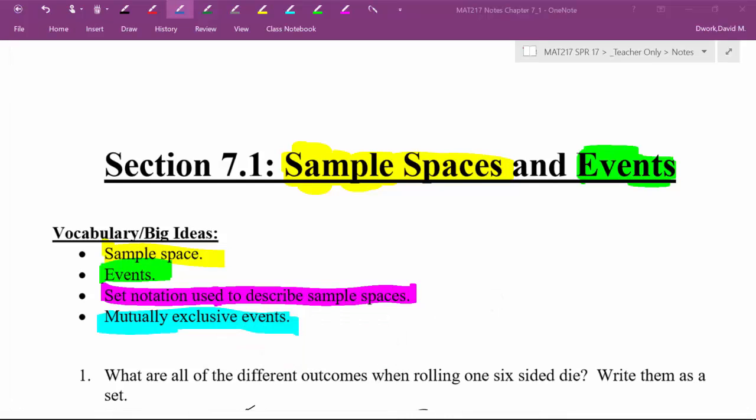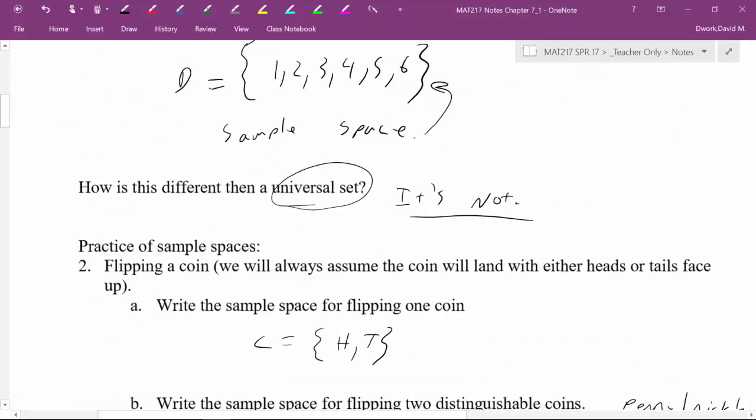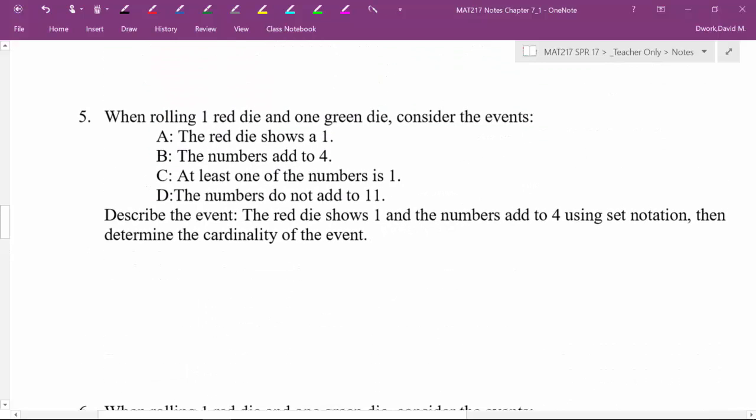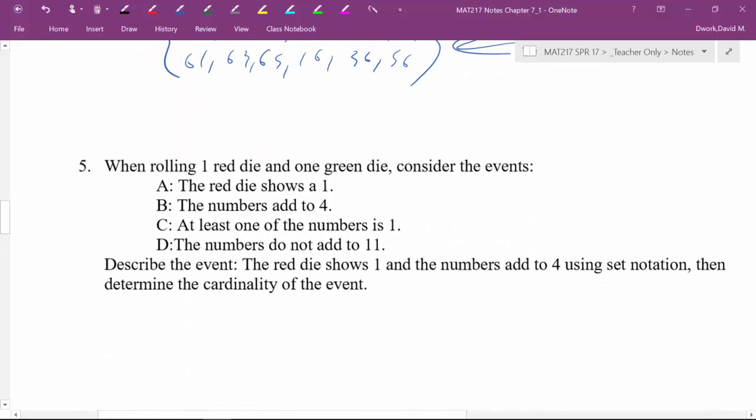In the previous video, we talked about sample spaces and events. So those two ideas are checked off. We're done. We have two more to go: set notation used to describe sample spaces and mutually exclusive events. And as I told you, those are going to be much more minor type ideas. So don't worry, this video is going to be much quicker.